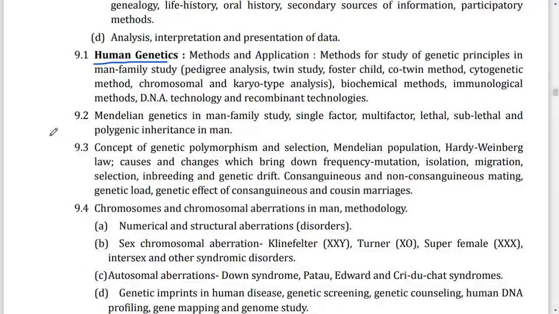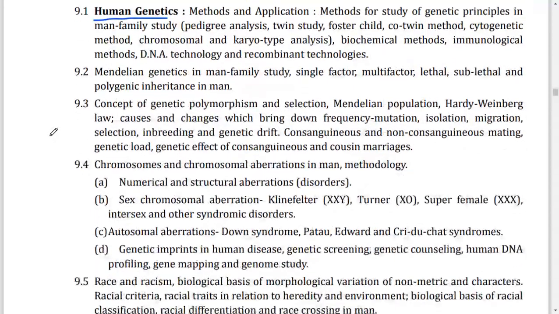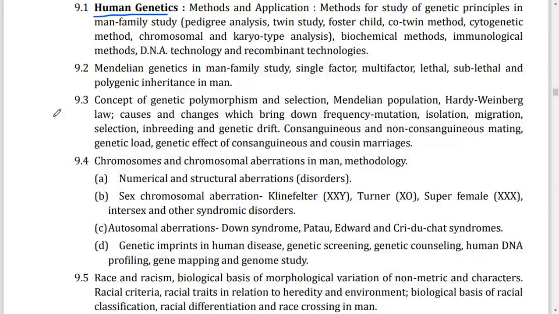9.2 Mendelian genetics in man: family studies, single factor, multifactor, lethal, sublethal, and polygenic inheritance in man. Concept of genetic polymorphism and selection, Mendelian population, Hardy-Weinberg law, causes of changes which bring down frequency: mutation, isolation, migration, selection, inbreeding, and genetic drift. Consanguineous and non-consanguineous mating, genetic load, genetic effect of consanguineous and cousin marriages.